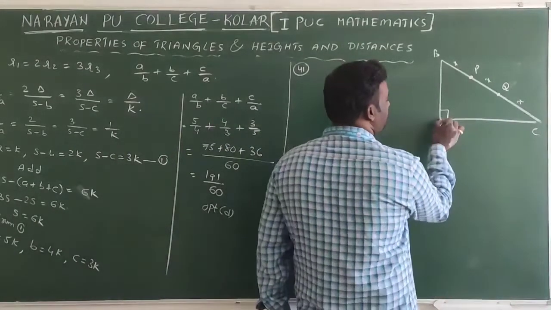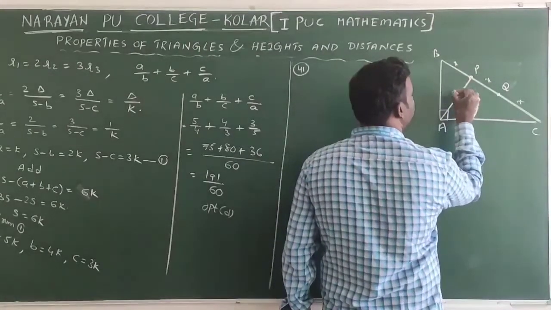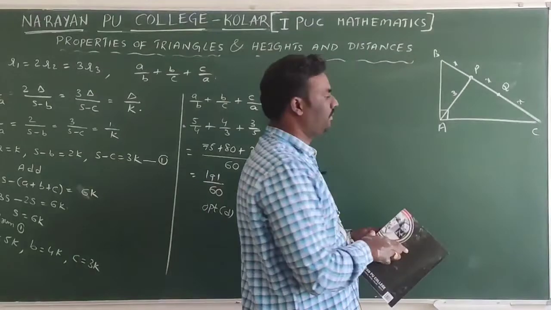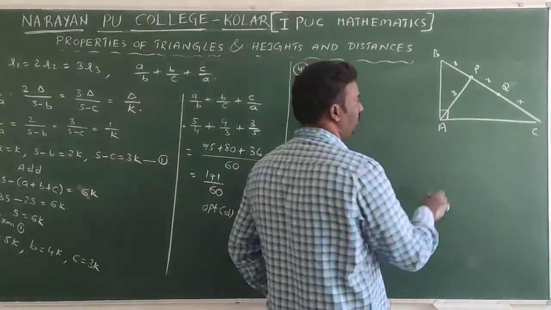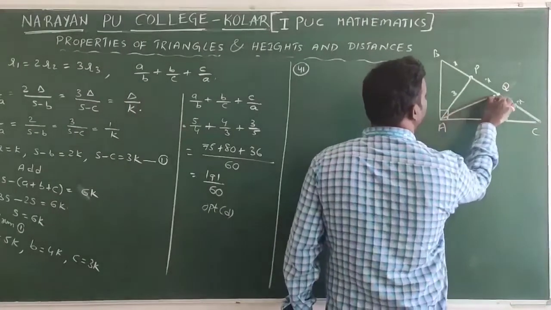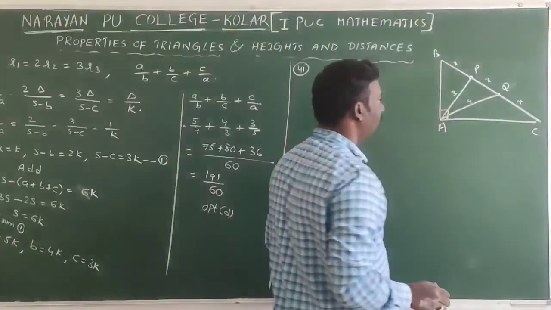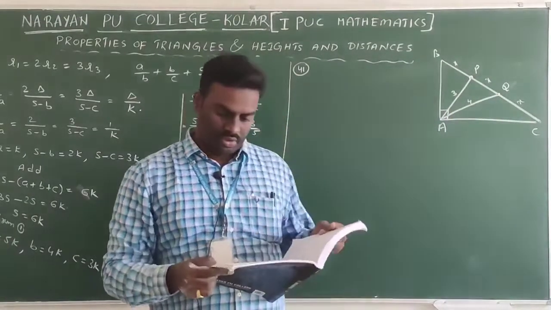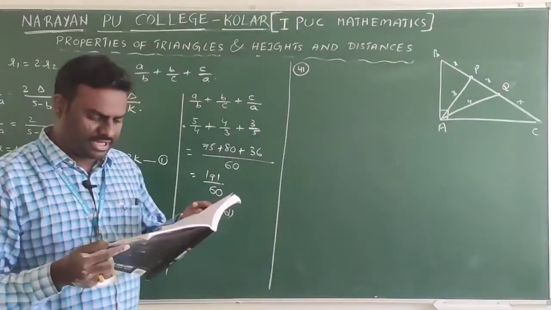Such that, under the given, AP equals 3. If you join these two, AP is 3. Next, AQ is 4. Next, we need to find the value of BC.